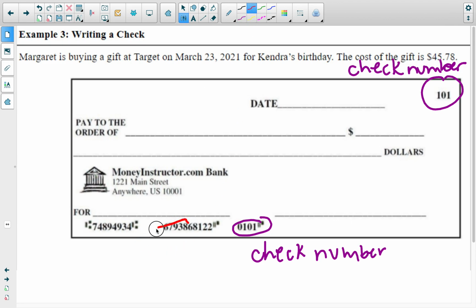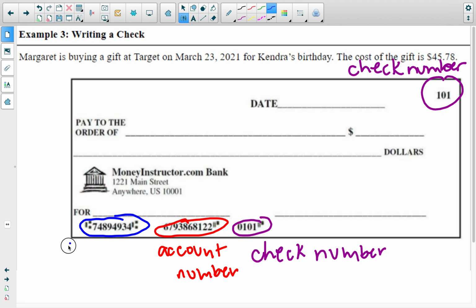And then right here, this is your account number. That is specific to you. Nobody else knows your account number, and you should keep it that way, keep it a secret. And then this first number right here, this is your routing number. That is unique to your bank. So if everybody banks at Huntington in the class, then everybody would have the same routing number, but each student would have a different account number because they'd have their own account. Okay, so let's write this out.